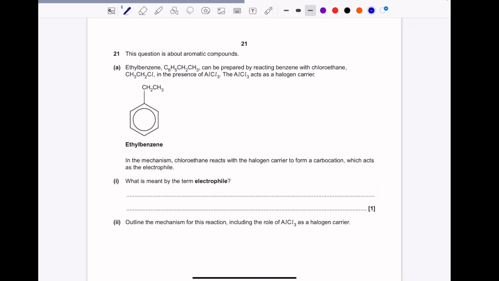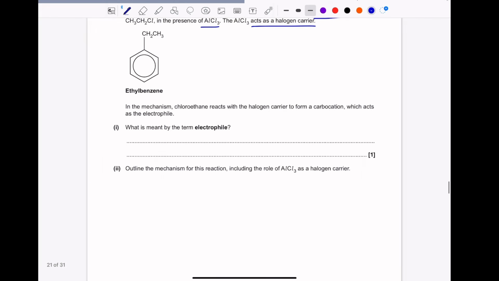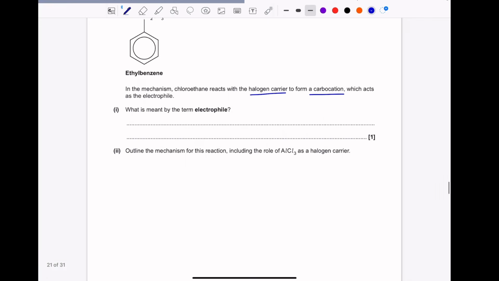So now on to question 21, which is about aromatic compounds. Ethyl benzene can be prepared by reacting benzene with chloroethane in the presence of AlCl3 that acts as a halogen carrier. In this mechanism, chloroethane reacts with the halogen carrier to form a carbocation, which acts as the electrophile. What is meant by the term electrophile? Well, that simply is an electron pair acceptor.